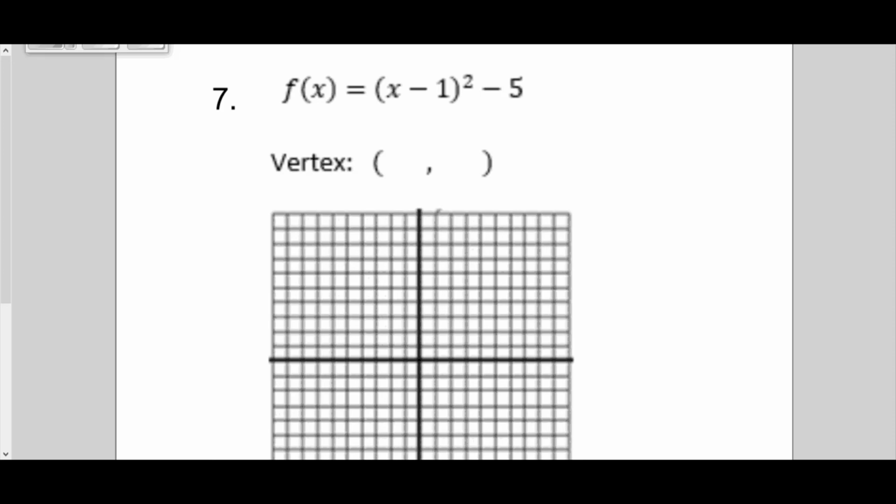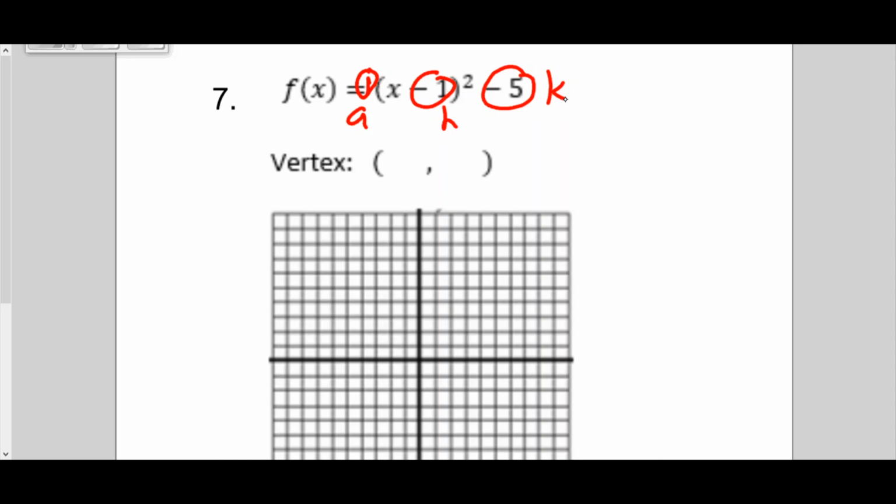The last one here, similar to what we just did. So I have f of x equals, there's no number out front. We can assume that this is a 1 here. So my A value would be a 1. X minus 1 squared minus 5. So my H would be here and my K would be here.